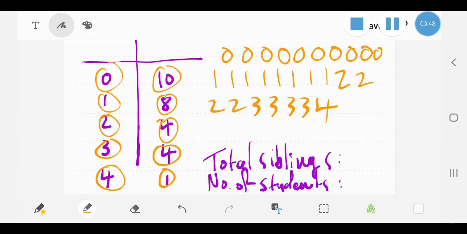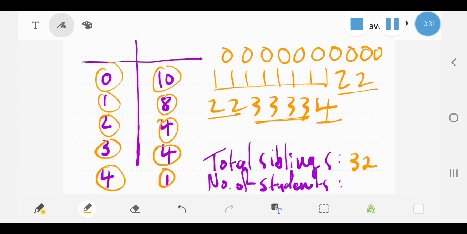How many zeros have I written down? I've written 10 of them, okay? So 10 lots of 0, 10 times 0. Plus, how many ones are there? Well, there's 8 of them. So 10 times 0 plus 8 times 1. And we continue in that way, plus 4 lots of 2 plus 4 lots of 3 and plus 1 lot of 4, okay? And what would we get? We would get 32 siblings.